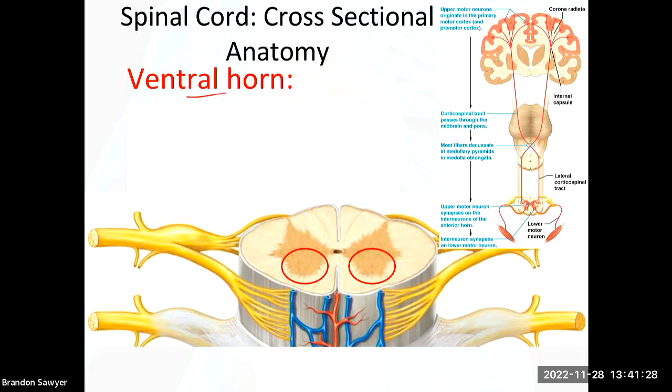Then we've got the ventral horn, this little tip out here. Any guesses on what kind of information would be found there?